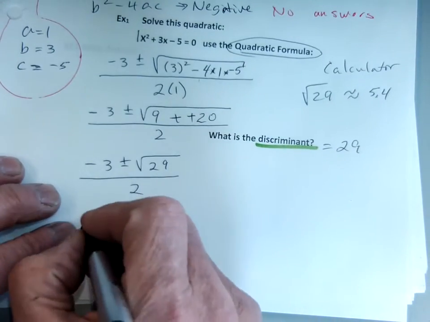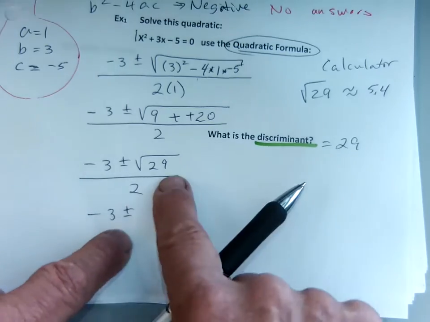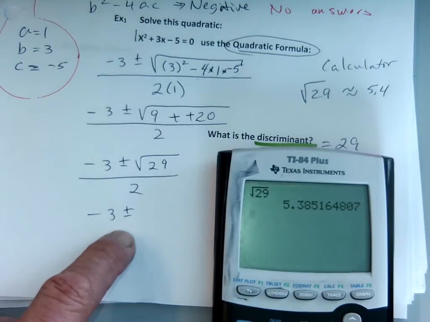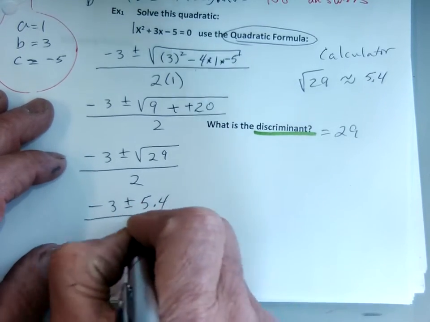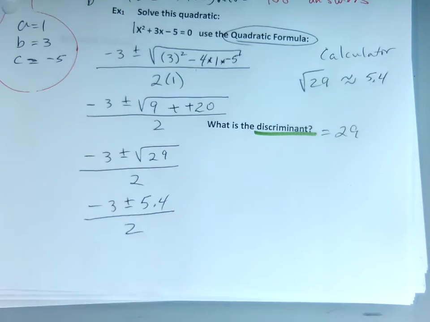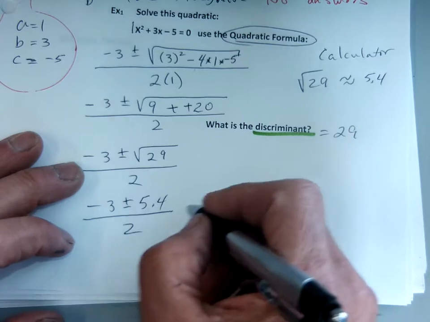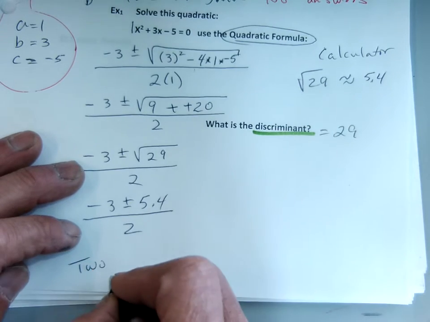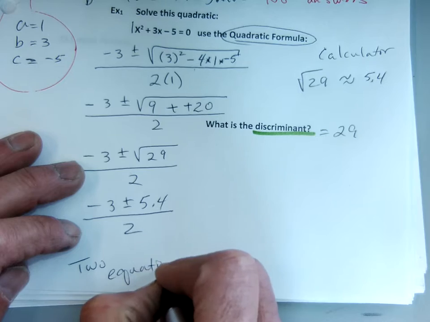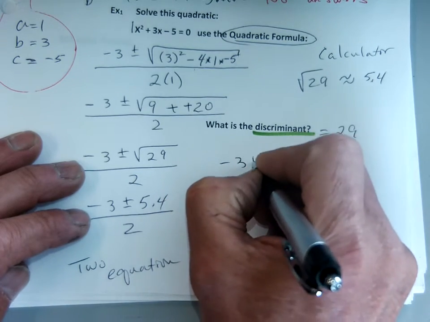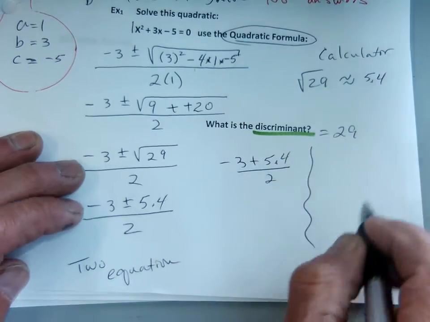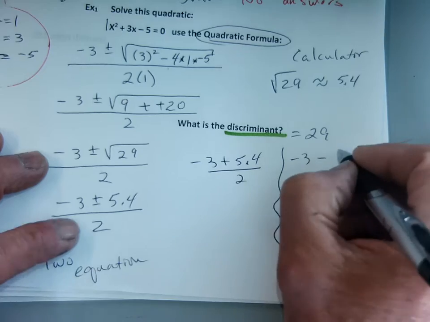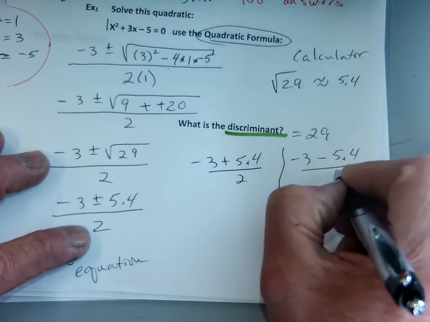Okay, negative 3 plus or minus. Well, the square root of 29 on my calculator is 5.4. I can put 5.4 here divided by 2. How am I doing? Okay, that's easy. You guys agree? So now I'm going to have 2 equations. I need 2 equations because I need 2 answers. Actually, it's not even an equation, but we're going to go negative 3 plus 5.4 over 2. And I'm going to go negative 3 subtract 5.4 over 2.